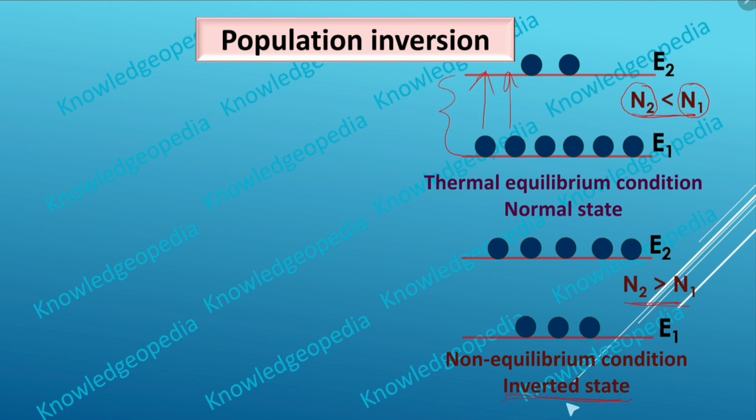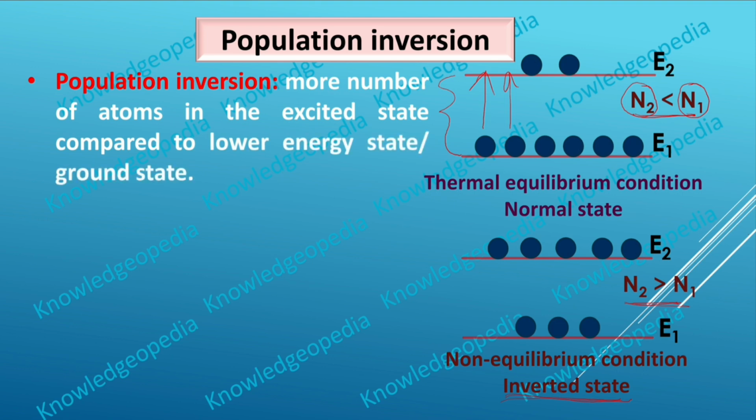This is a non-equilibrium condition. This is also known as the inverted state. In the normal state we have more atoms in the ground state, but in the inverted state it is just the opposite: we get more atoms in the excited state. So population inversion is the situation where more atoms are in the excited state as compared to the lower energy state or ground state. This is the condition for population inversion.